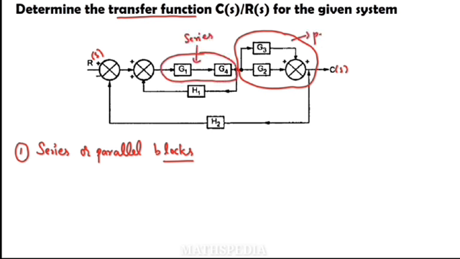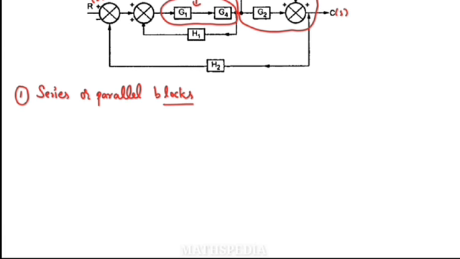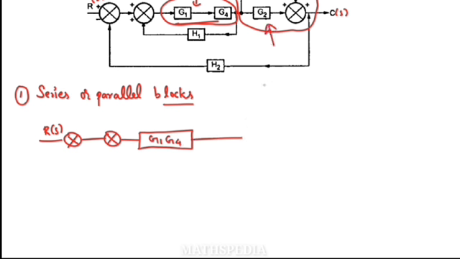In series, we have to multiply the blocks, but those in parallel we have to add, and here will be the resultant block. So in series we have G1, G4, and in parallel we'll have G3 plus G2, because they are parallel. Then there is the output of the system.